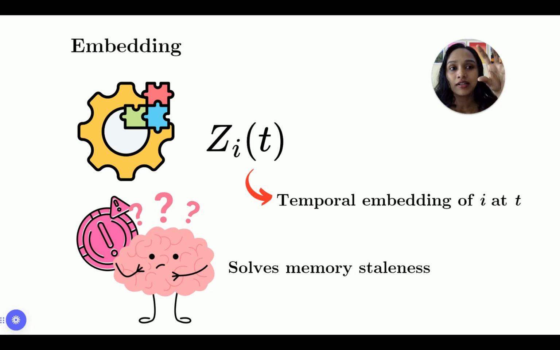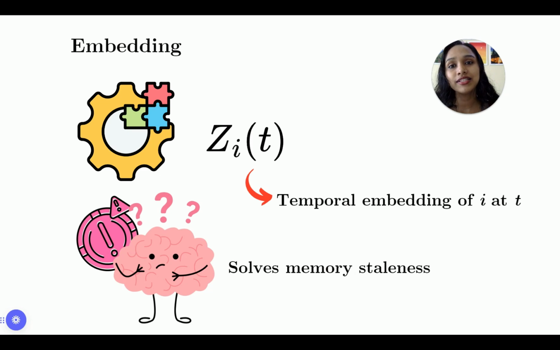So if the whole pattern involving this person and his friends of friends is analyzed and a temporal embedding is calculated, then this user who came back to the platform after a long period of time can be recommended content at that particular time which can match his interests. So this embedding module can solve this problem of memory staleness.